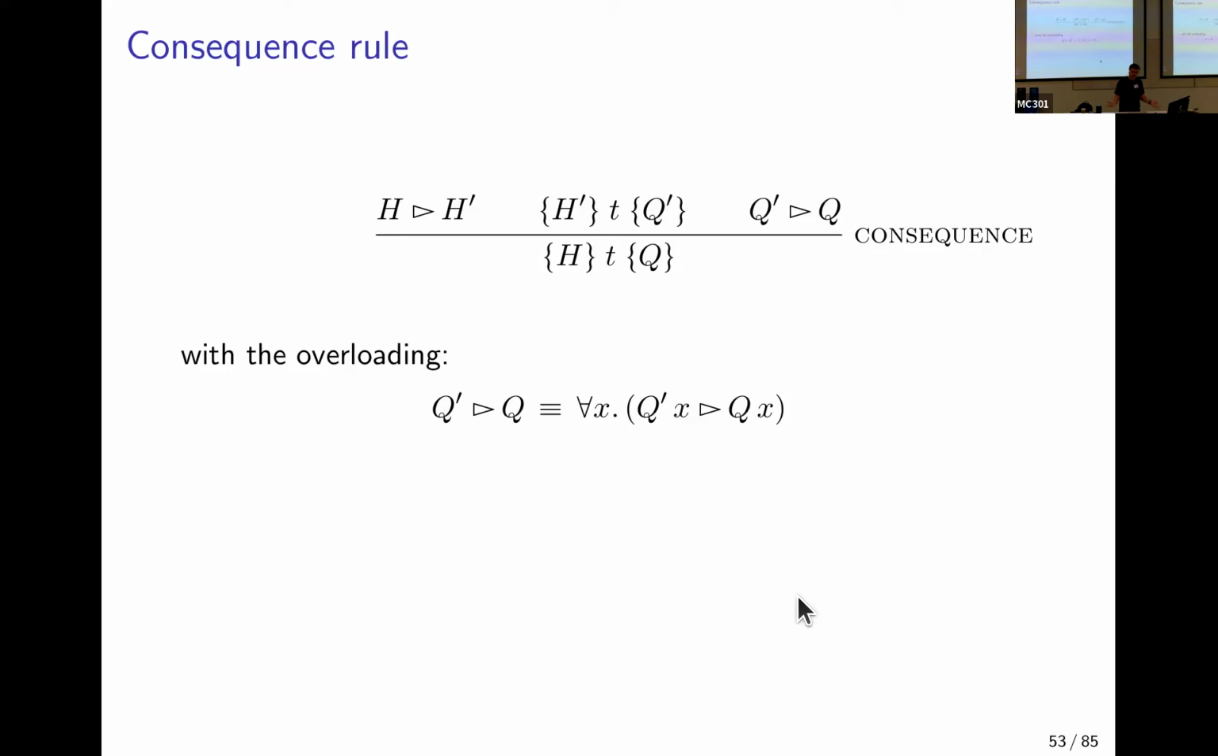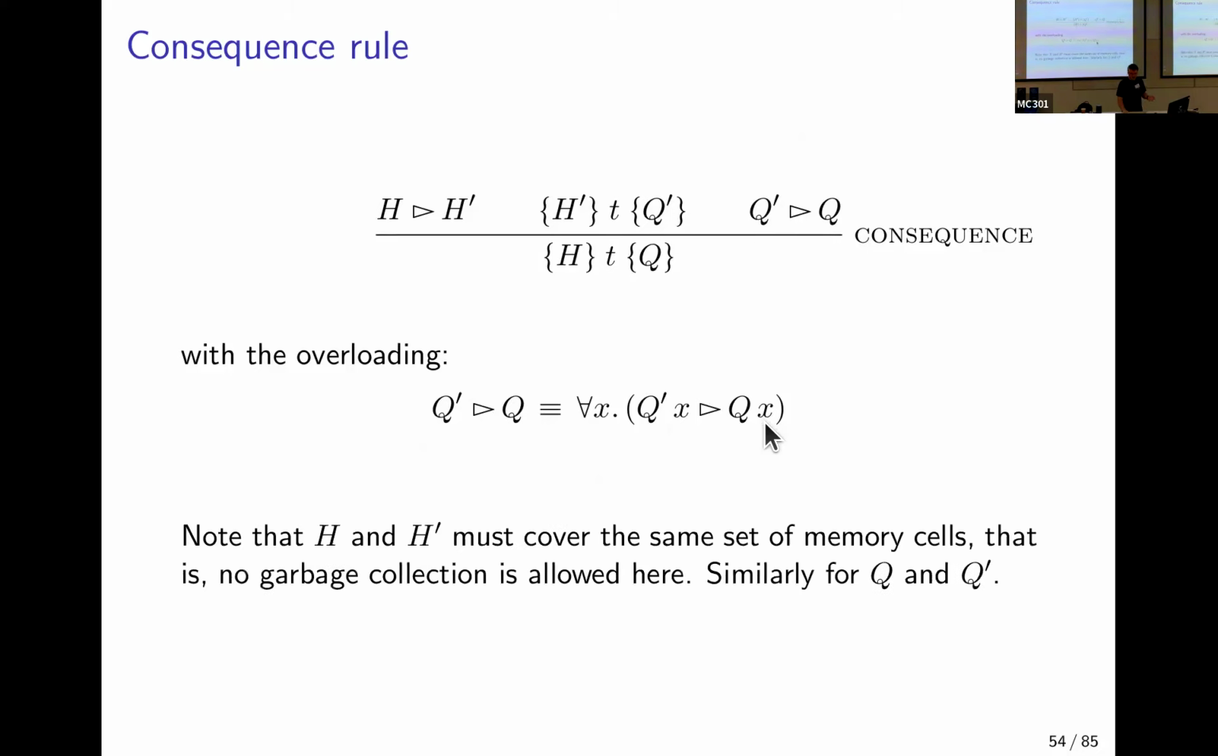Now that we have heap entailment, we have the consequence rule. It's the same as in Hoare logic. If you have a precondition that is implied by the current one, you can use it. If you have a postcondition that implies your current postcondition, you can use it as well. And of course, you have to overload entailment to talk about the postcondition as well. So it entails Q if it's pointwise. Yeah, you don't garbage collect here. It must be the same footprint on both sides. You don't throw things away.